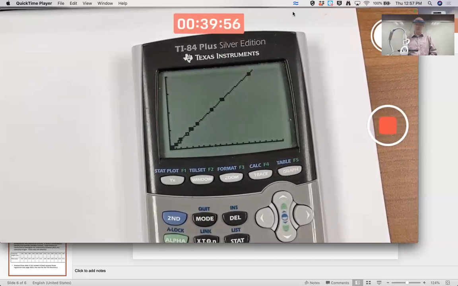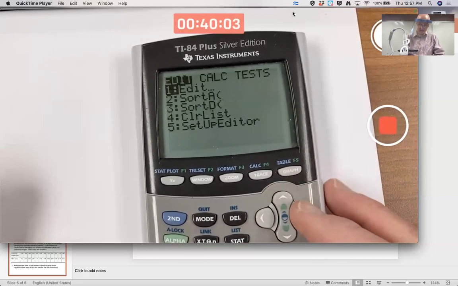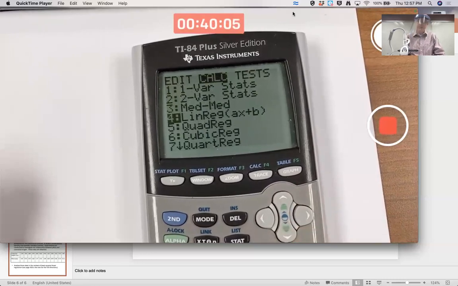So how do you find the true line of best fit? Well, with the technology, you can just have it do it for you. Stat, calculate, LinReg, linear regression.